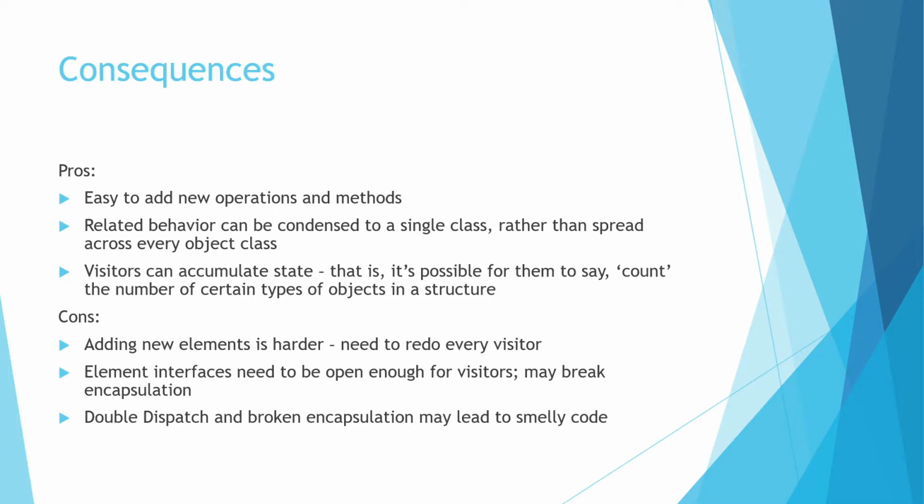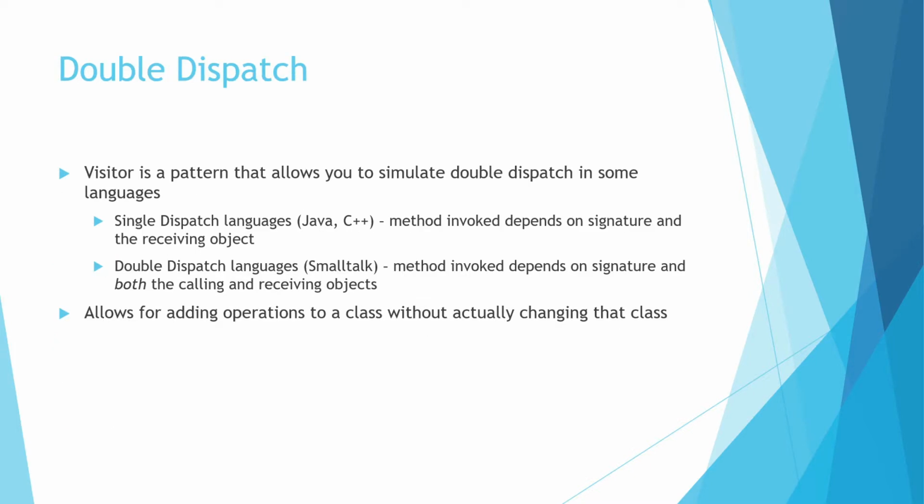Additionally, element interfaces need to be open enough for visitors, so that could break encapsulation. If everything in your elements is private and you don't want to provide getters and setters, for example, then the visitor is going to be limited in what it can do. So if you're expecting to use visitors, you may have to have your data objects be more open than you otherwise want to. And double dispatch and the broken encapsulation, and we'll mention what double dispatch is, are sometimes considered to be code smells that make it harder to maintain and are considered less attractive.